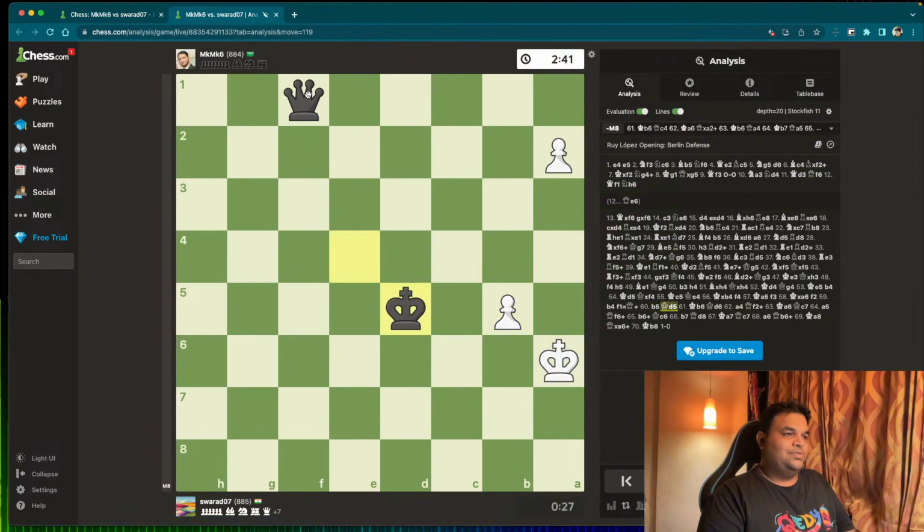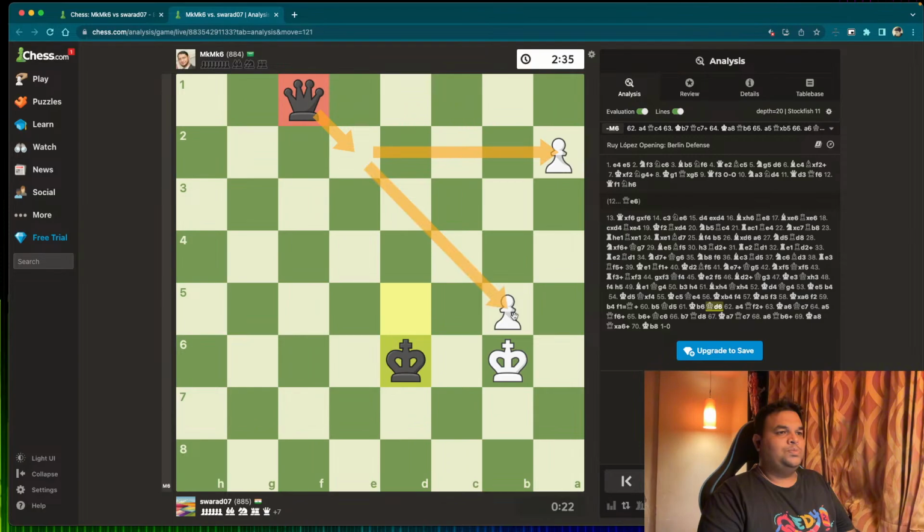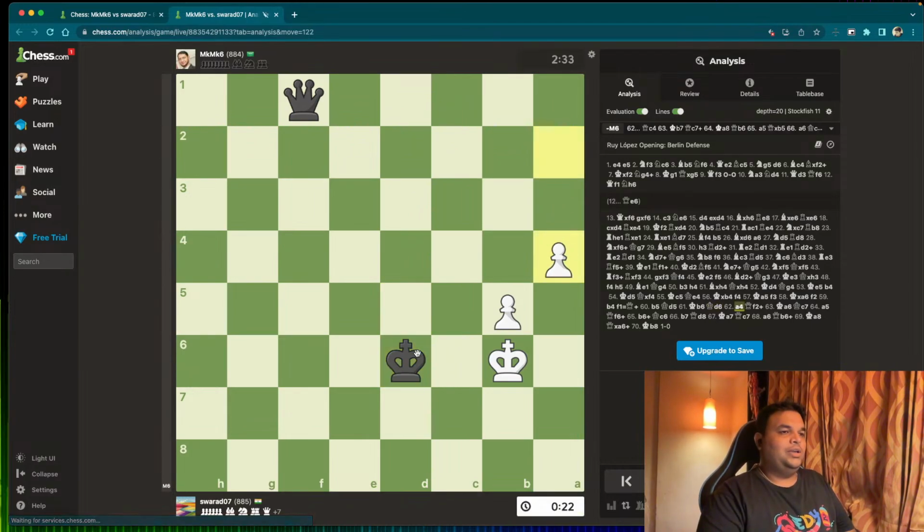So this was fine. I think this was fine as well. But what I should have played here was, instead of moving my king, I should have moved my queen all the way to probably, let's say, this square, right? And attack this pawn as well as this pawn. So I could have attacked both these pawns at the same time. But instead, I chose to play my king and then he moved this pawn, obviously.